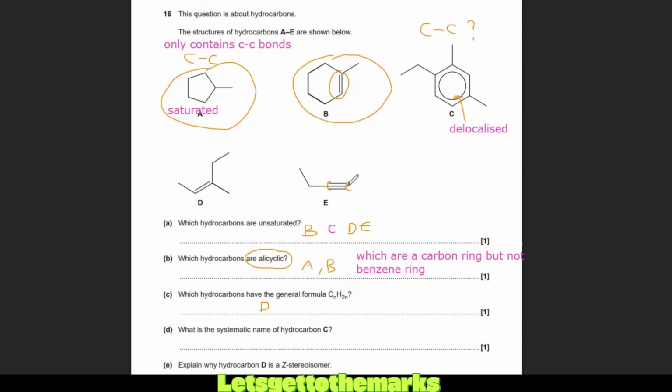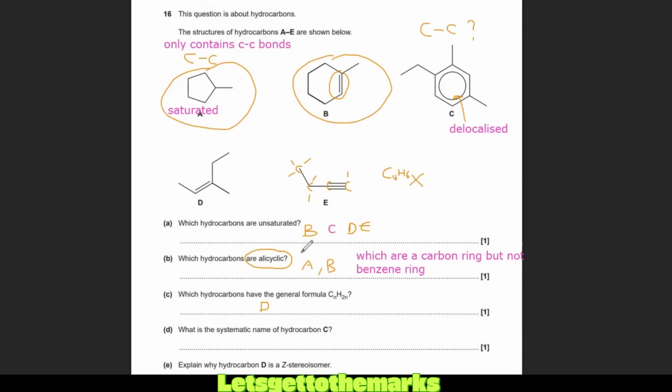Let's check E. 1, 2, 3, 4 carbons. So this has got 1, 2, 3, 4, 5, 6 hydrogens, so this is C4H6. I may have got that wrong, folks, but it's definitely not C4H8. So this does not have that general formula.